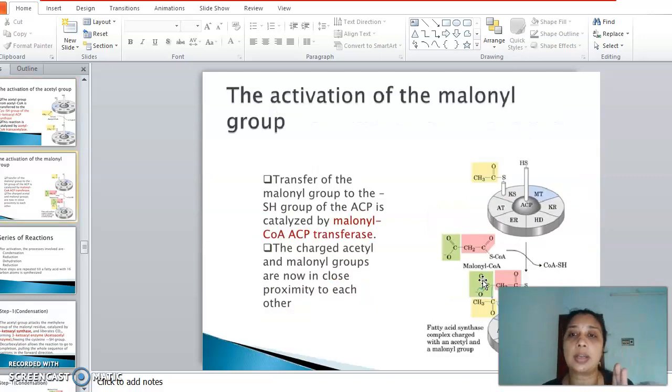The second acetyl CoA is coming in the form of malonyl CoA, right? So there comes a second reaction. The acetyl CoA has undergone the carboxylation reaction, and now we have the malonyl CoA with us. Now what is happening to the malonyl CoA? The malonyl CoA will come and get attached onto the central thiol group, right?